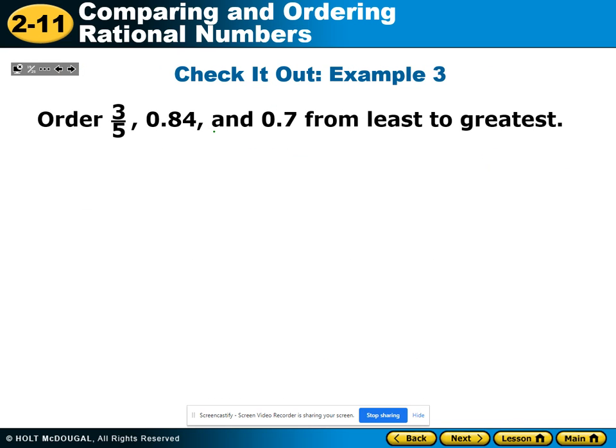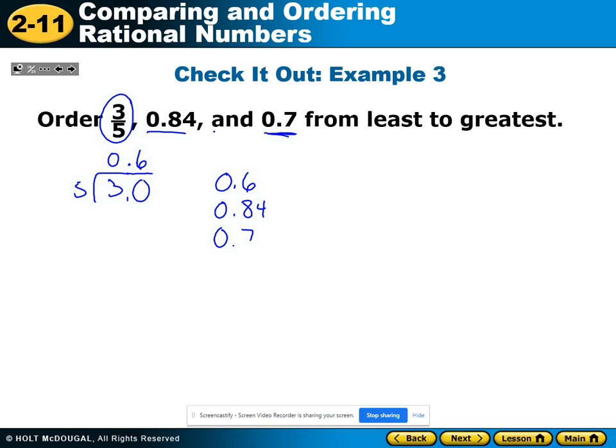Now this next one, again, I see 1 that is a fraction, 2 that are decimals, so I'm going to make them all into decimals. We could make them all into fractions and get common denominators, but many times that's a lot more work. So 3 divided by 5, sorry about the ugly, ugly handwriting. That's a 0, that's a 6. Oh, 0.6, 0.84, and 0.7.